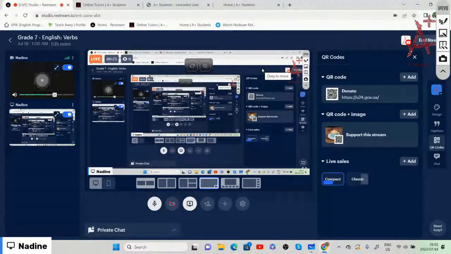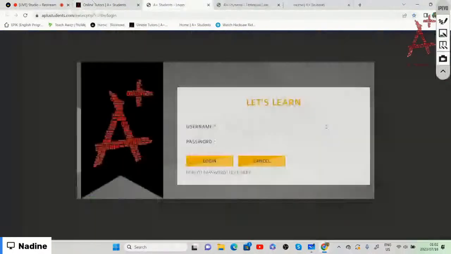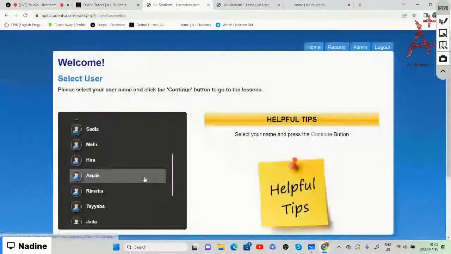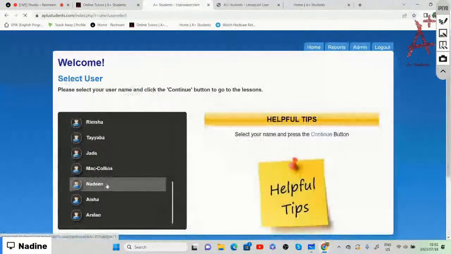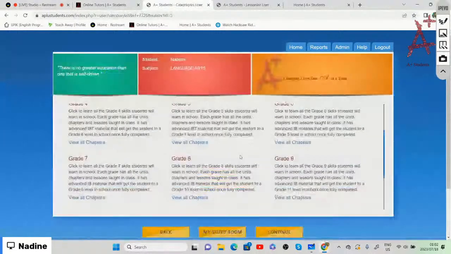And before we officially start with our lesson, can you go to aplusstudents.ca. Once you've gone to aplusstudents.ca, you're going to log in with your username as well as your password. Once we've logged in, we're going to select the subject of language arts. And then we go to grade 7.